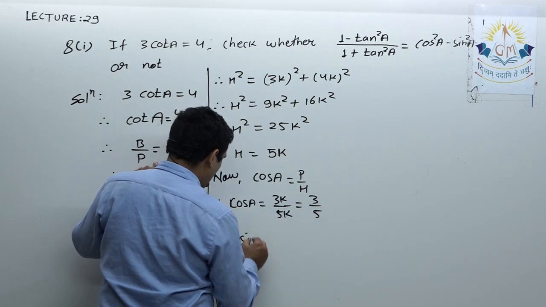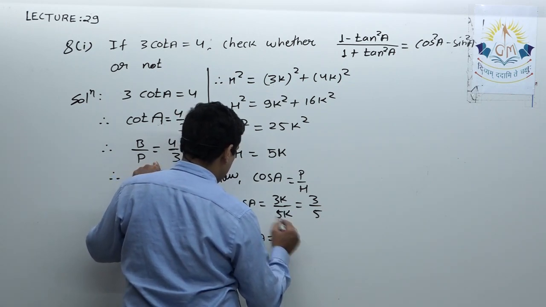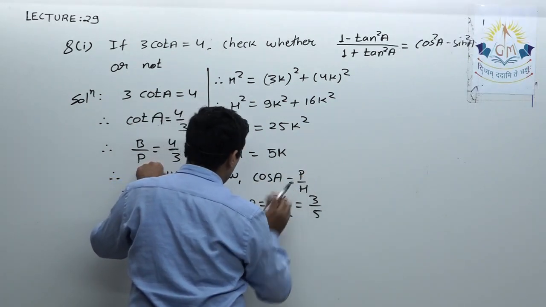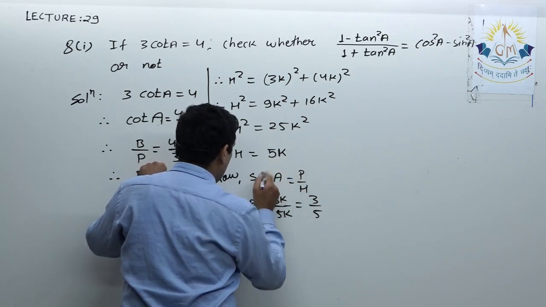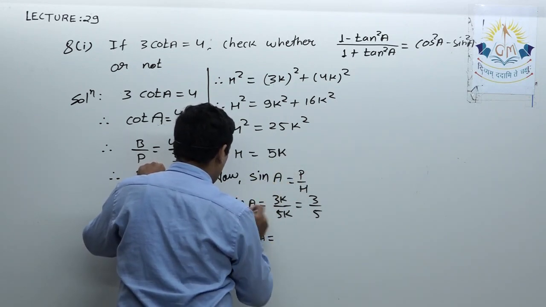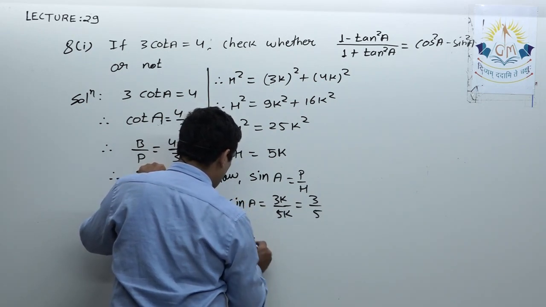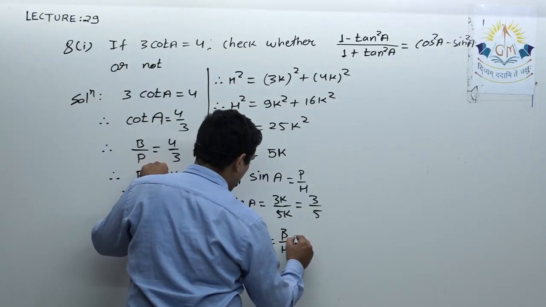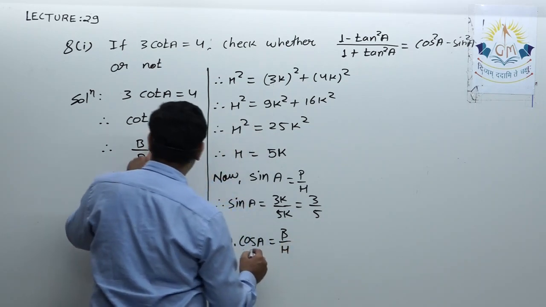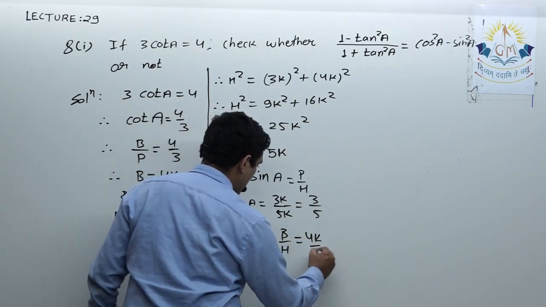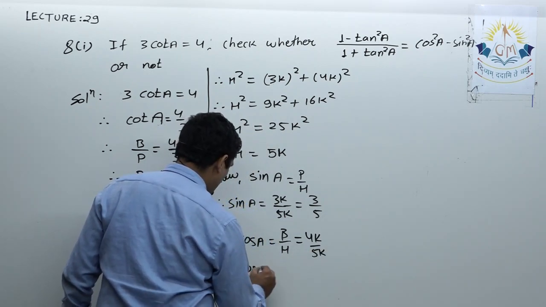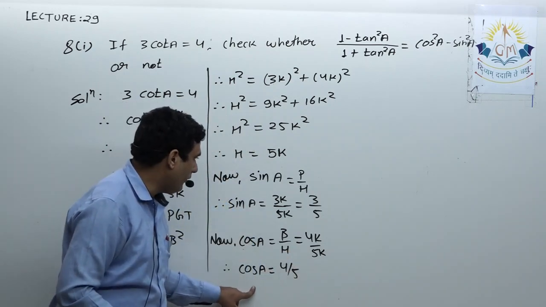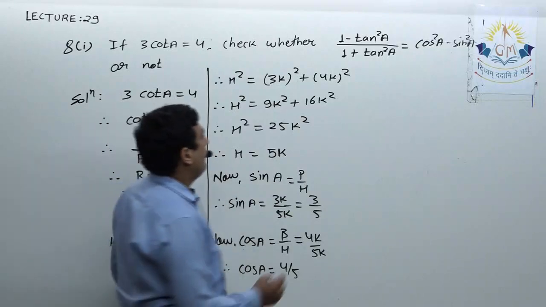Sorry, here this is sin A, perpendicular upon hypotenuse. So sin A is equal to 3k upon 5k, that is 3 upon 5. Now I will find cos A. Cos A is equal to base upon hypotenuse, that is base 4k upon 5k. So cos A is equal to 4 upon 5. So we now have the value of sin A, cos A, as well as tan A.